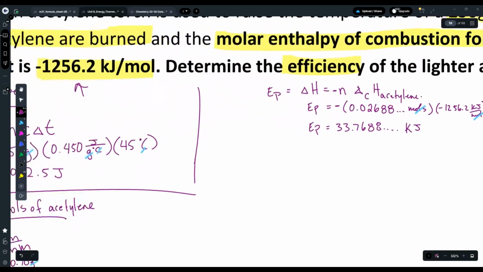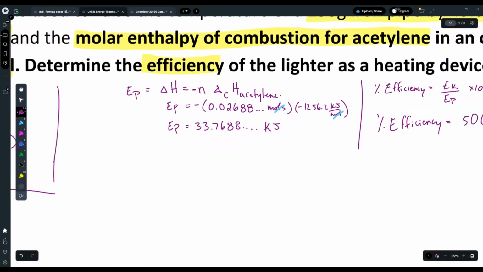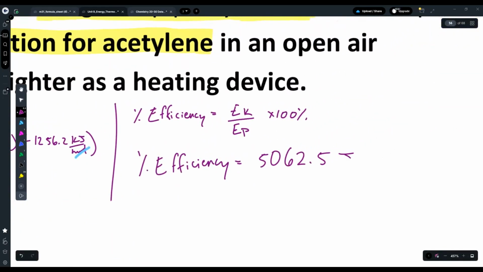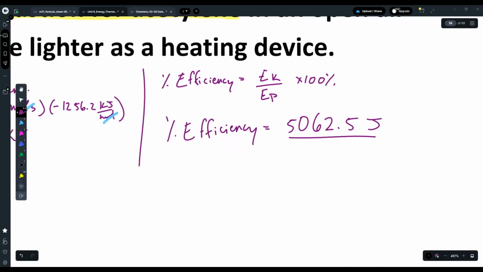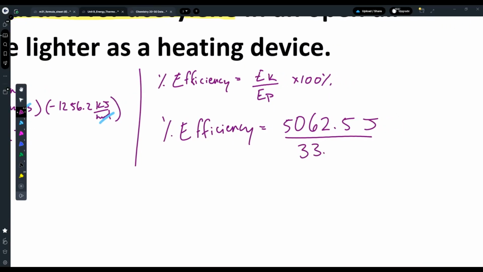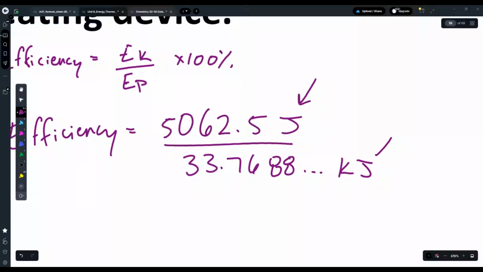And what was that in? Was that, okay, so that was in joules, okay? Now, I'll finish writing this and then I'll point out the issue that we're going to be having here. So our potential energy was 33.7688, goes on forever, kilojoules. Okay, so notice that our units don't match up here.